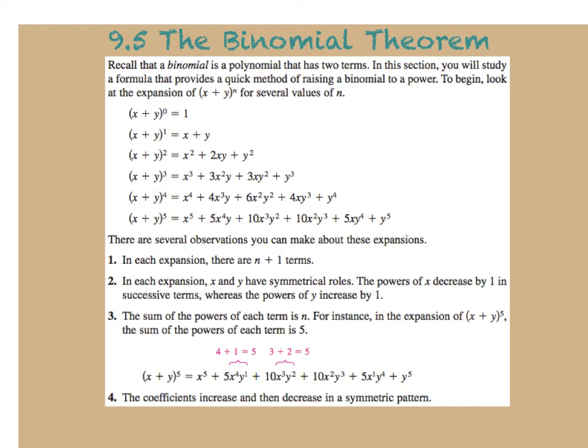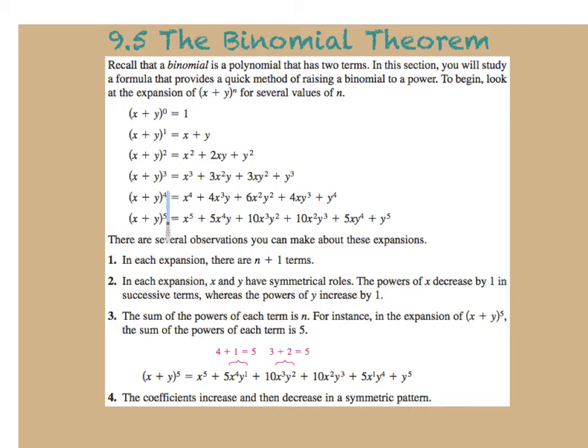All right, 9.5a, the binomial theorem. What does bi mean? Two. So we're going to have two terms, in this case denoted by an x and a y. They're going to be something. Now, we're going to raise that binomial to certain powers, and I want you to see some things when we raise things to certain powers.